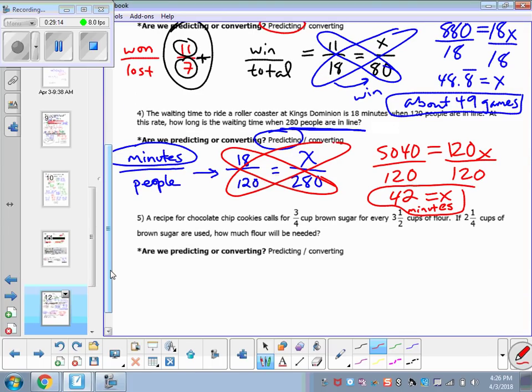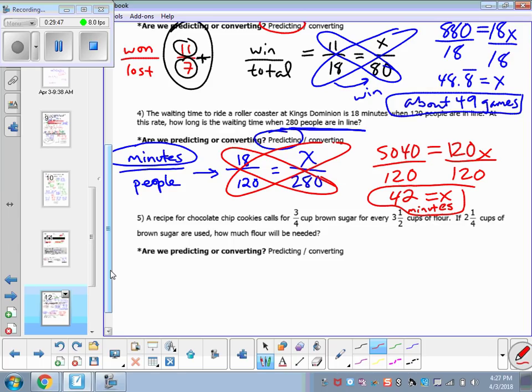All right. So now we're on the last problem of this page. A recipe for chocolate chip cookies calls for 3/4 cups of brown sugar for every 3.5 cups of flour. If 2 1/4 cups of brown sugar are used, how much flour are we going to be needing? So if the recipe calls for 3/4 cups of brown sugar, y'all, and we're going to use 2 1/4 cups, obviously we're making more cookies than the recipe calls for.